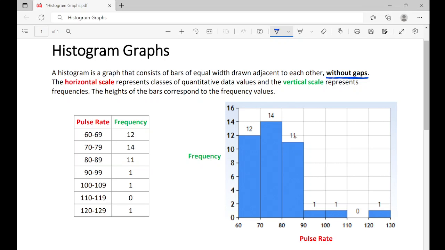So again, they labeled them like this. You do not need to. It should be clear by the vertical axis what each one is, but if you do label it, it's not wrong. But this is what a histogram looks like, and again, it has to have no gaps in between each bar unless there is a 0 for one of the frequencies.